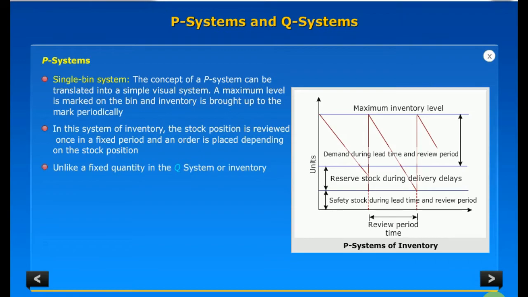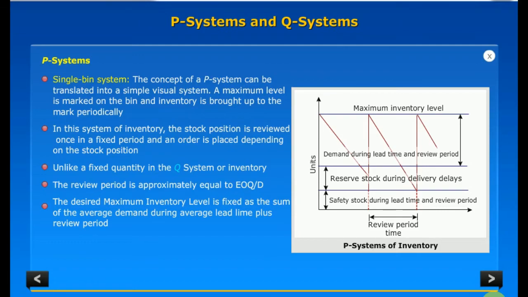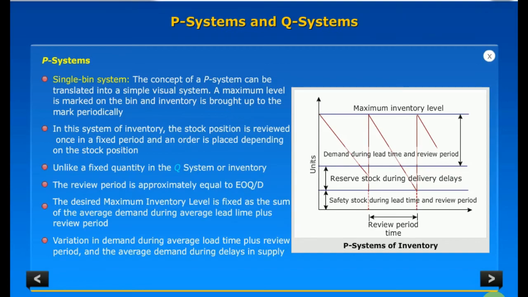Unlike a fixed quantity in the Q system of inventory, the review period is approximately equal to EOQ by D. The desired maximum inventory level is fixed as the sum of the average demand during average lead time plus review period, variation in demand during average lead time plus review period, and the average demand during delays in supply. A schematic representation of this model is shown in the image.